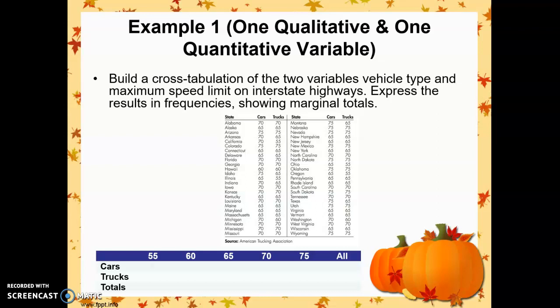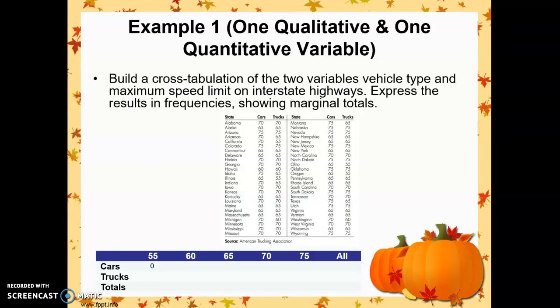There are none. So the number of states with a maximum speed limit of 55 for cars is equal to 0. But look in your trucks column. In your trucks column, you see that the first state we encounter that has a maximum speed limit of 55 for trucks is the state of California. So there's one. Also the state of Illinois. There's a second. Also, the state of Oregon has a maximum speed limit for trucks equal to 55.